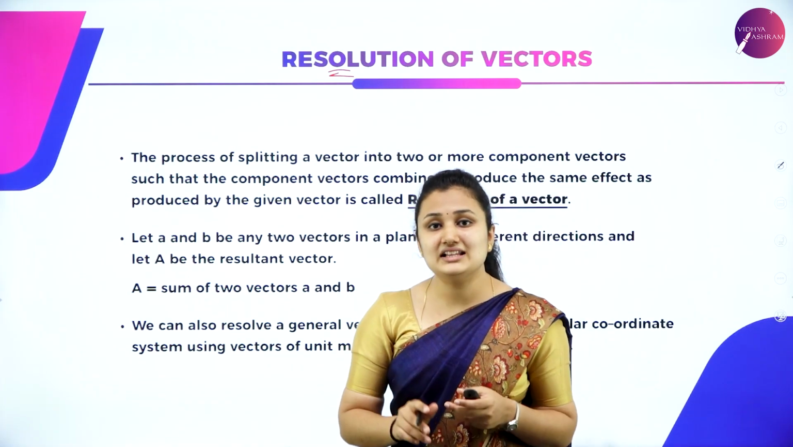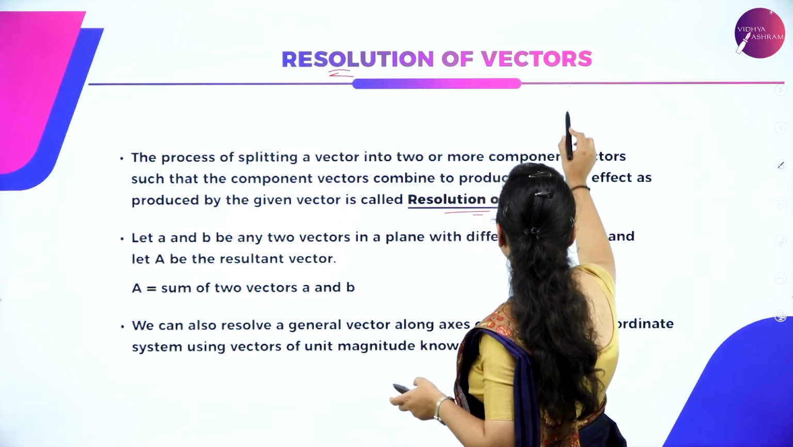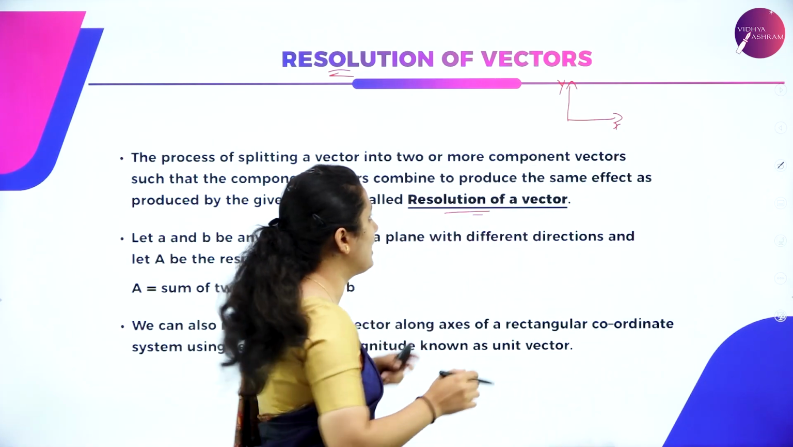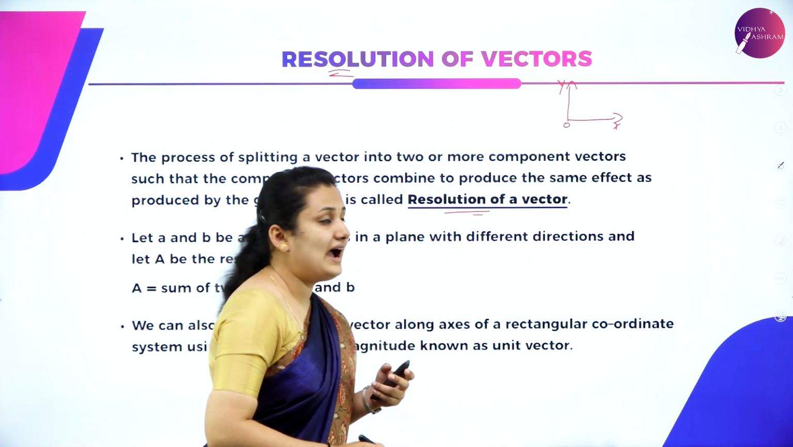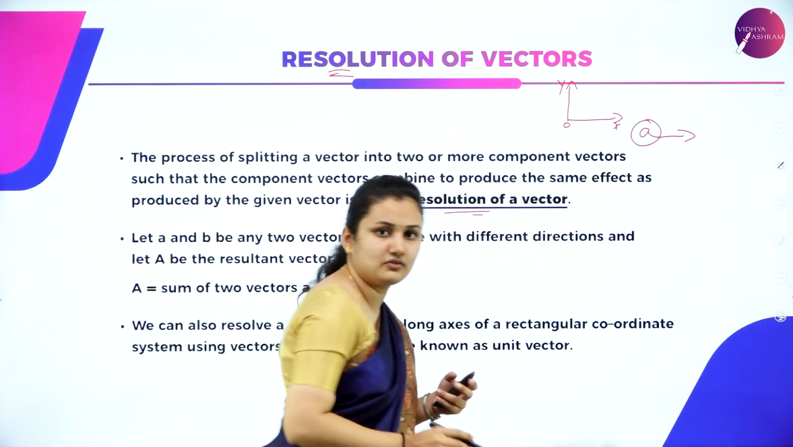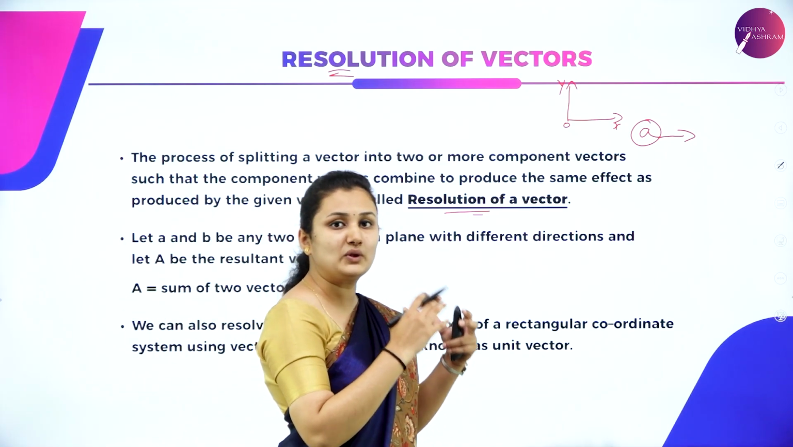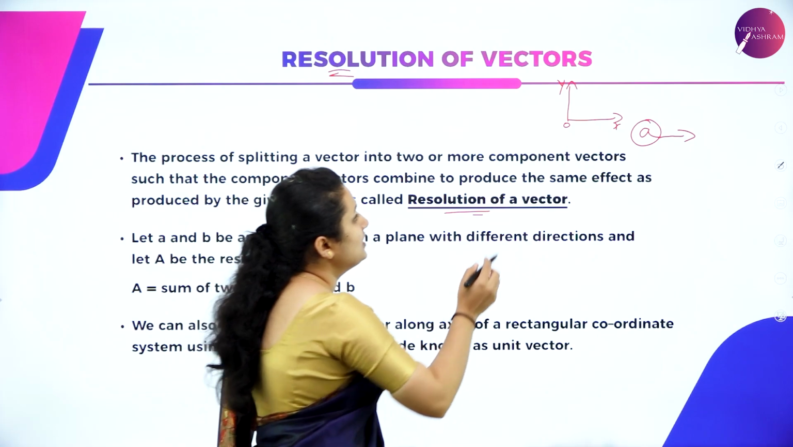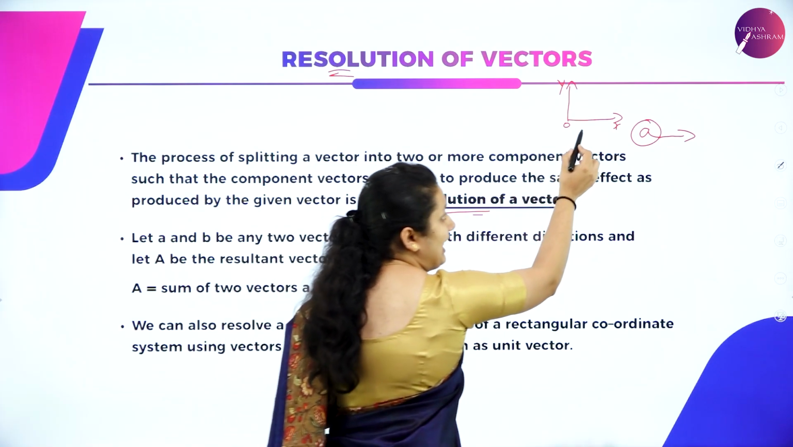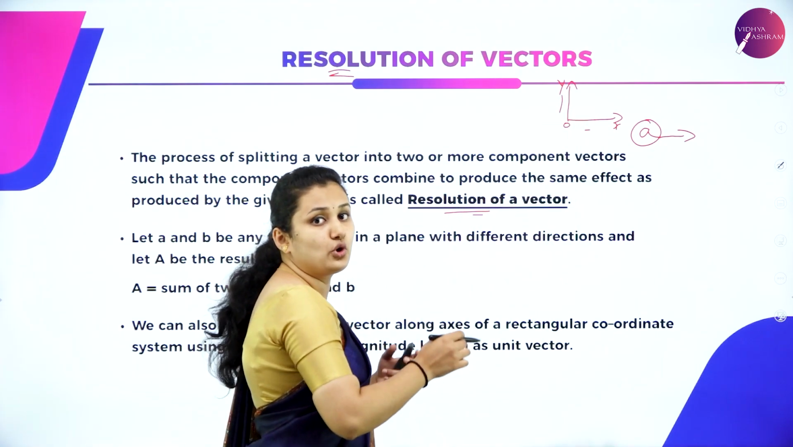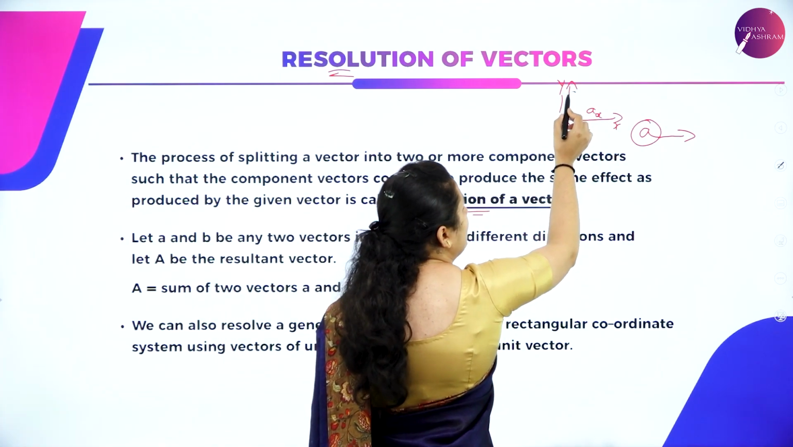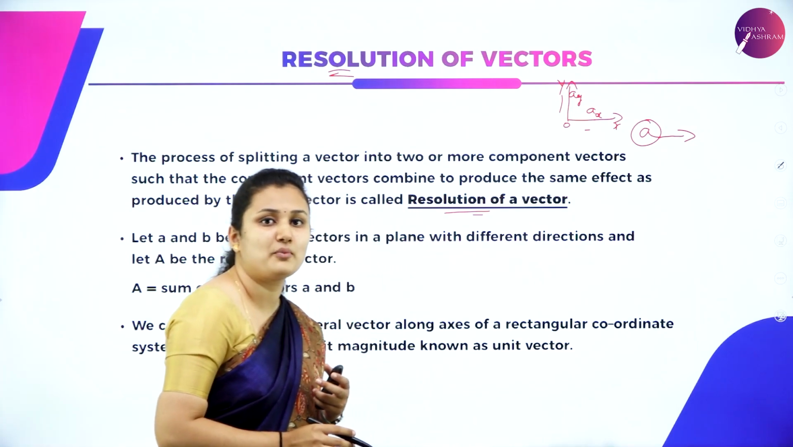For example, consider I have two axes. Say this is my y axis and this is my x axis, and this is my origin O. I have an object which is moving with some acceleration, with some velocity. I want to find out the acceleration of the object along the x-axis and along the y-axis. So along the x-axis, the acceleration will be ax. Along the y-axis, the acceleration of the object will be ay.